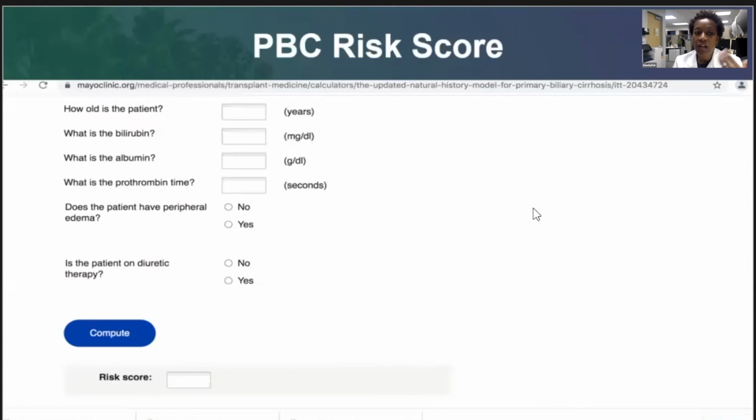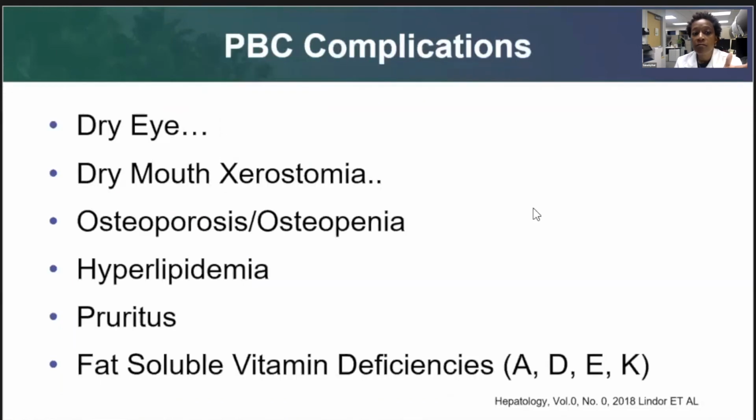Okay, once again, there's a calculator. It's called the PBC risk score. And this one asks how old the patient is, what the patient's bilirubin is, what the patient's albumin is, lower albumin being a poor predictor of survival. Does the patient have edema, and is the patient on diuretic therapy? And I think we talked about this, what's the patient's prothrombin time? And once again, this is calculated, and it gives me the patient's survival at 1 year, 2 years, 3 years, and 4 years, okay? Complications of PBC, we talked about this. There is dry eye, dry mouth, there's osteoporosis, hyperlipidemia, severe pruritus that's just debilitating, and also deficiencies in the fat-soluble vitamins A, D, E, and K.